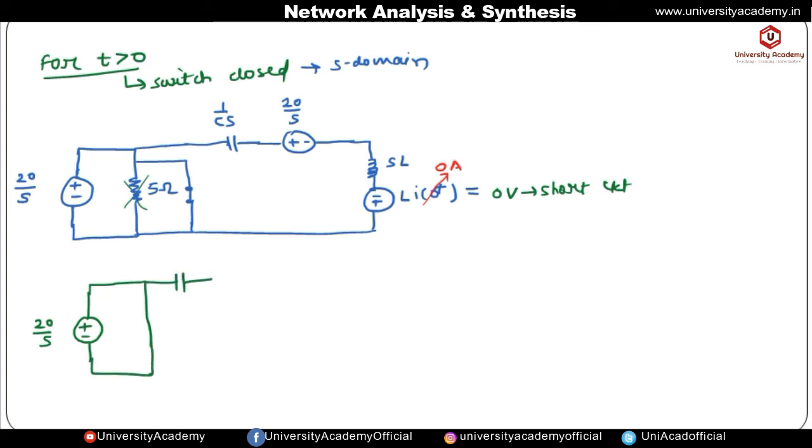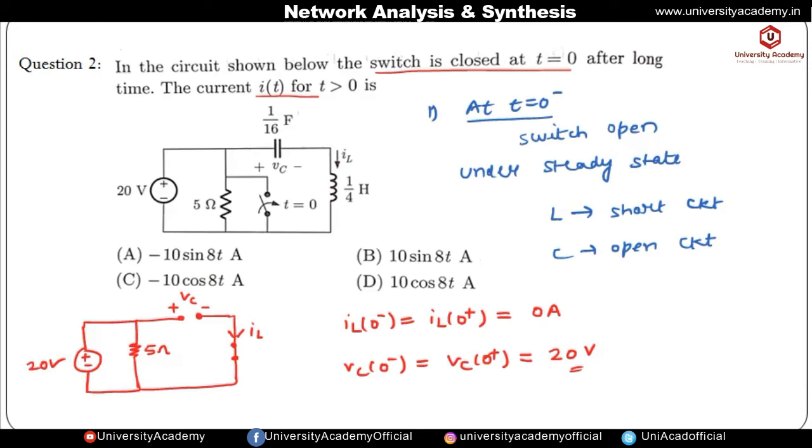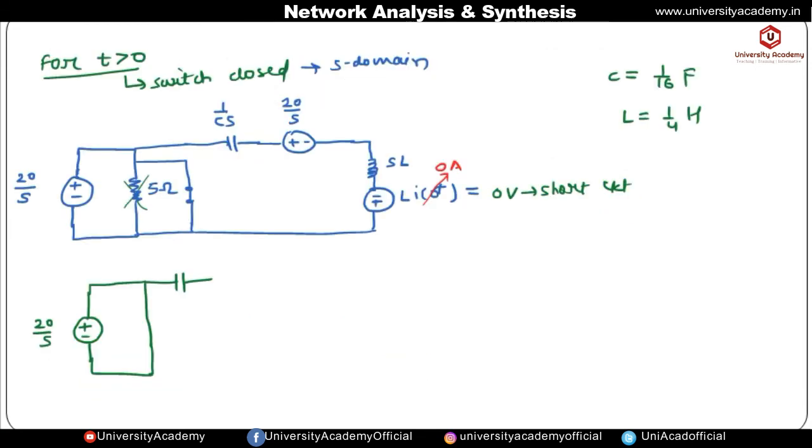Okay, then the C value given in the question is 1 by 16 farad. And the L value given in the question is 1 by 4 Henry. Let me cross check. C value is 1 by 16 and L value is 1 by 4 Henry. Okay, this is correct.